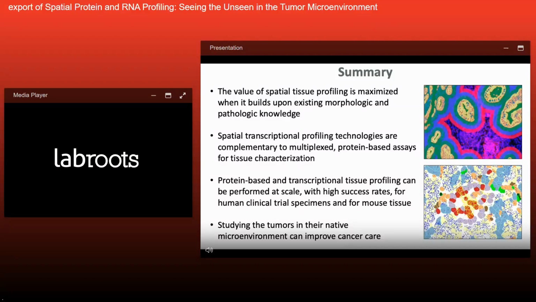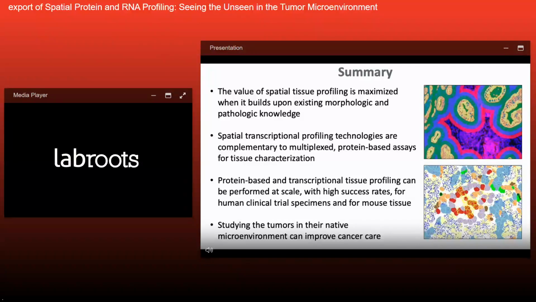We already understand a lot of what's there, and we can use these exciting technologies to build upon that and see things that we can't otherwise see by eye and by traditional H&E staining. In many ways, spatial transcriptional profiling approaches are complementary to multiplex protein-based assays for tissue characterization. Each of these has strengths and limitations, but at the end of the day, I think it's important to note that we do live in a protein-based world, and it's very important to be able to validate findings that we get from RNA assays in protein space.